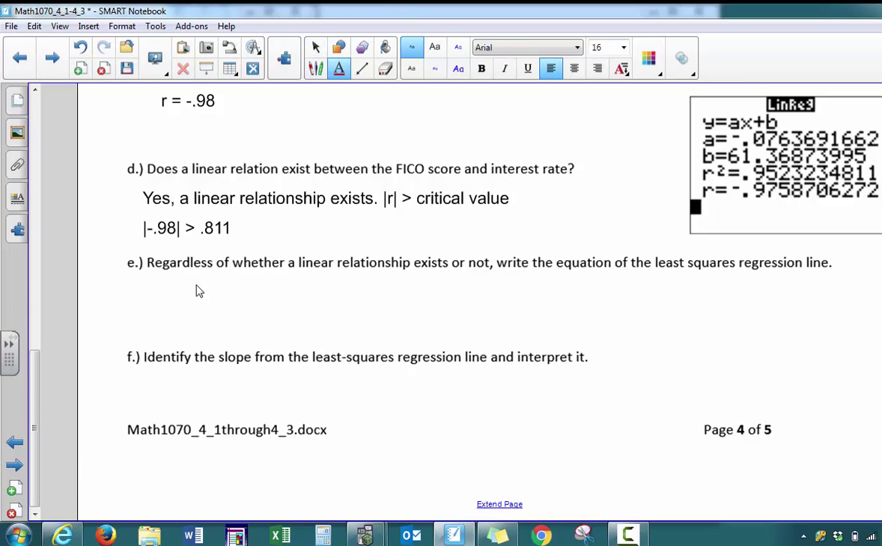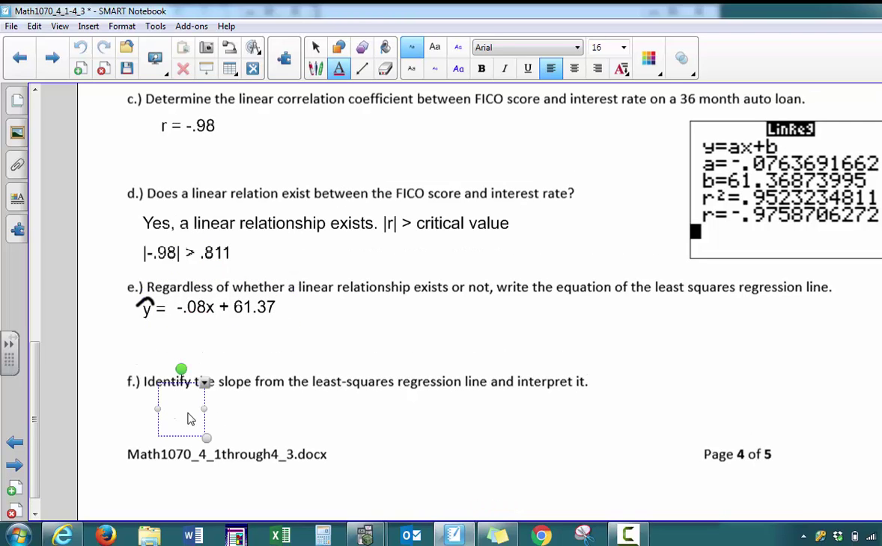So if we're rounding to 2 decimal places, our least squares regression line, and I will put the notation on there for the hat symbol, y hat, is equal to negative 0.08x plus 61.37.